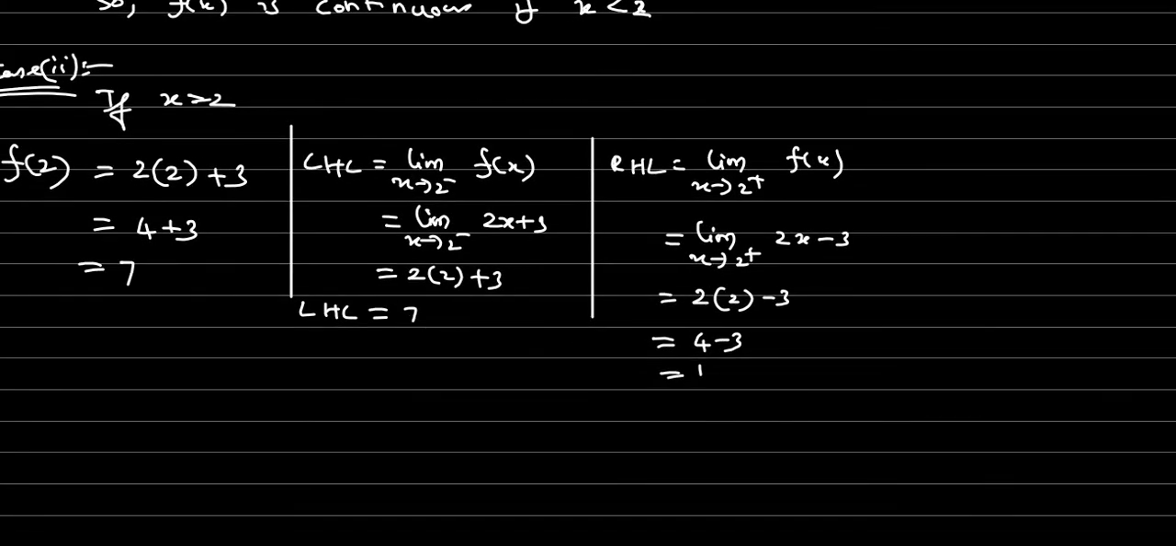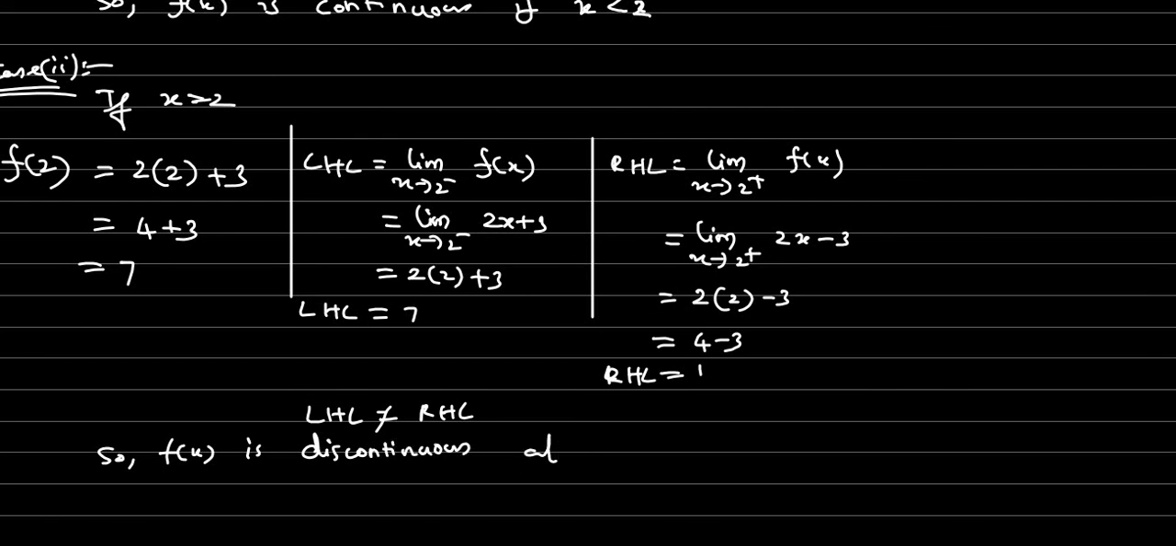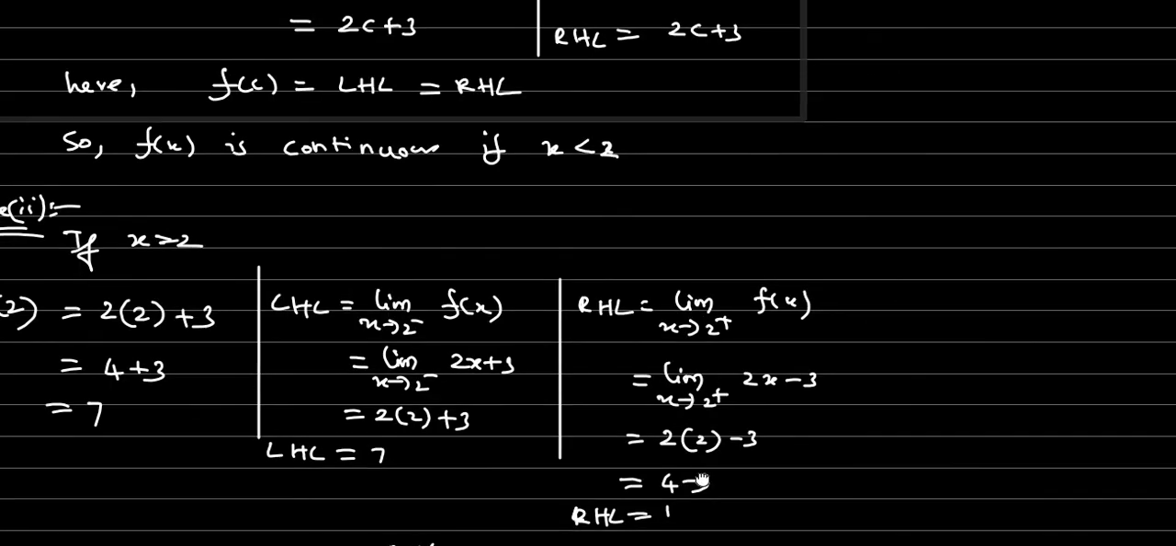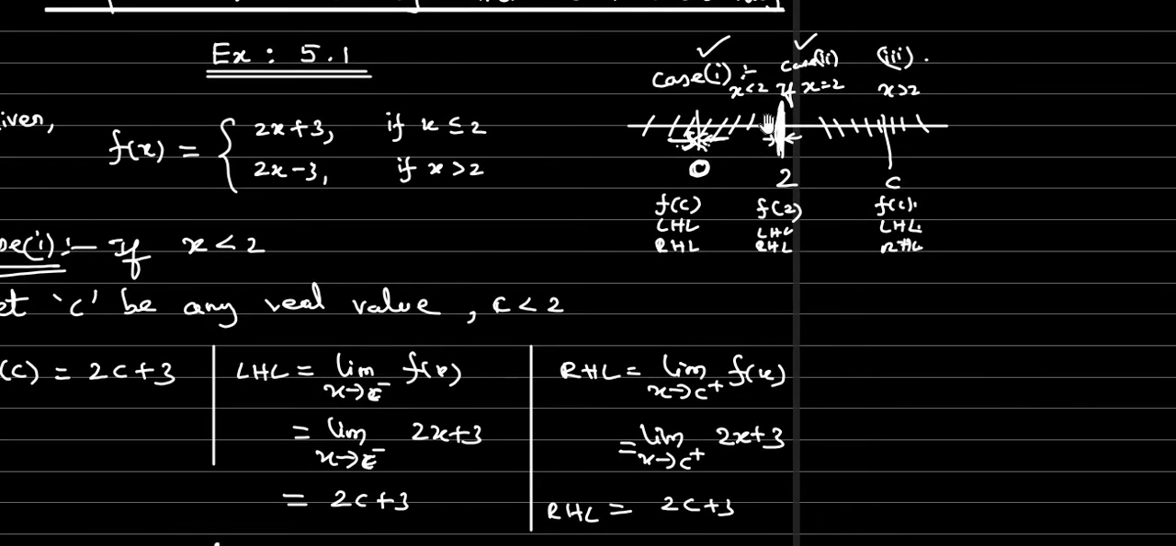Now if you notice, the left hand limit and right hand limit do not coincide, right? The left hand limit and right hand limit are not the same. So f of x is discontinuous at where? At x equal to 2. f of x is discontinuous at x equal to 2. So only at this place, as of now, the function is discontinuous.